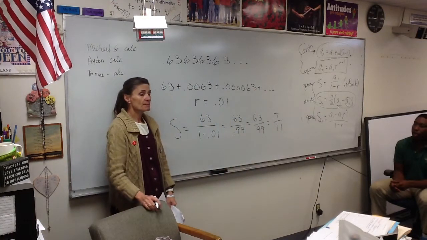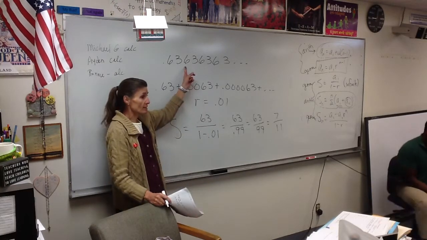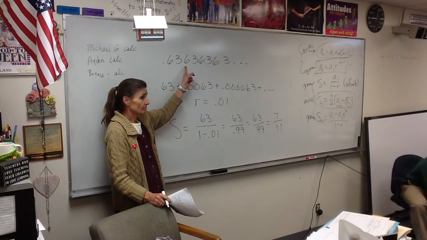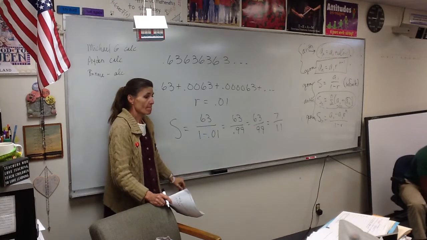Type 7 divided by 11 on your calculator, and you should get this. It's pretty freaky. 7 over 11 is the answer to my problem. Bless you.